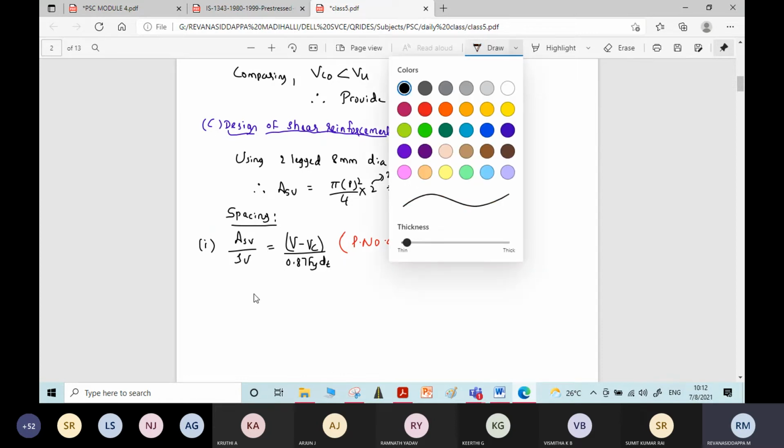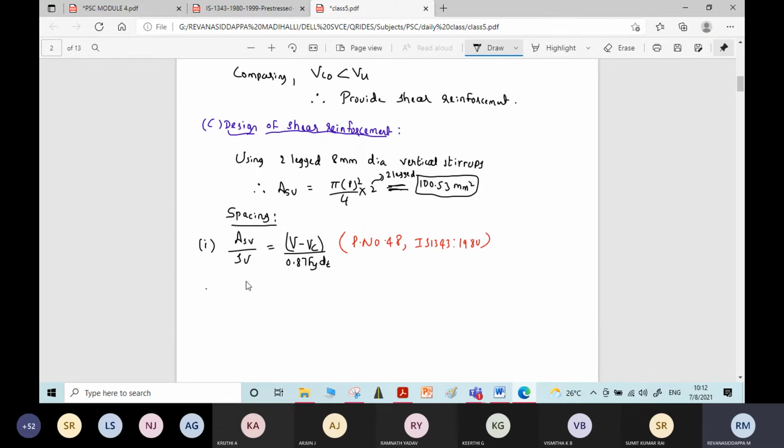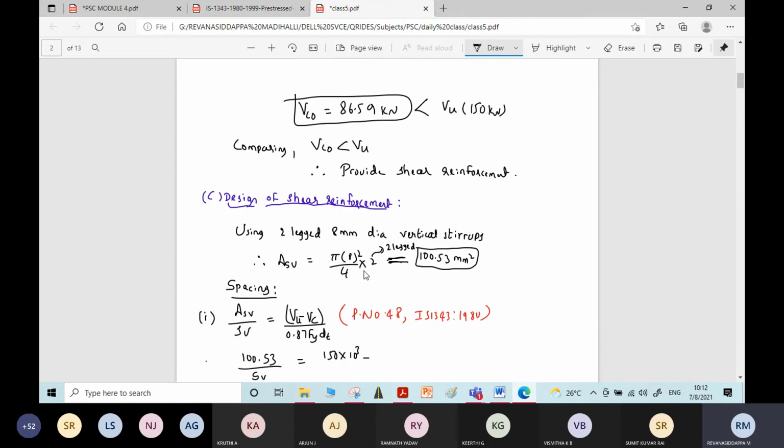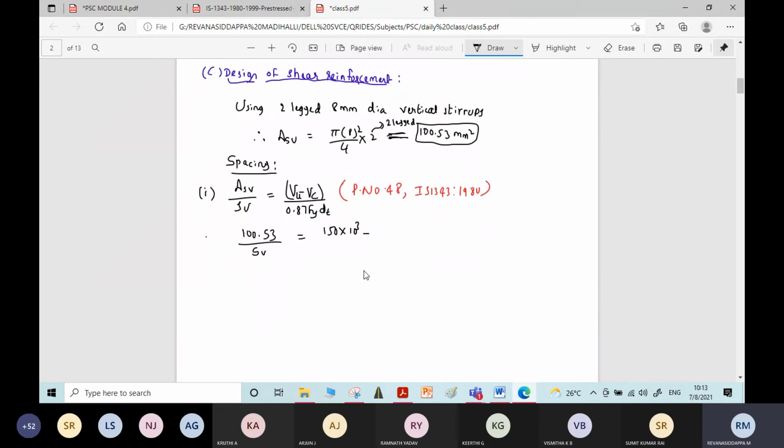Okay. ASV we have calculated, it is 100.53, divided by SV is equal to VU minus VC. VU is 150 kilonewton, that is 150 into 10 power 3, minus VC naught, 86.59 into 10 power 3.